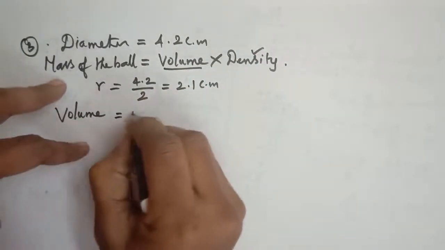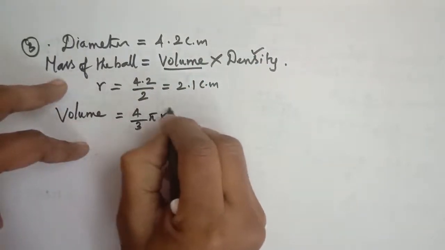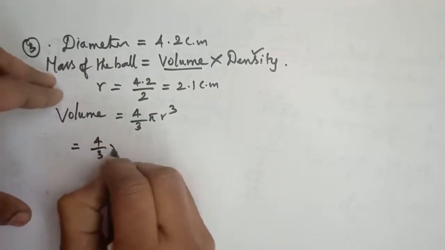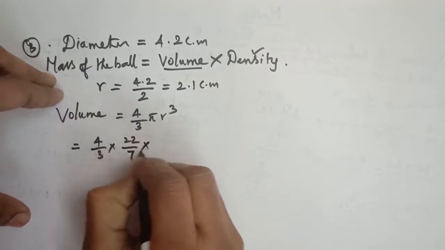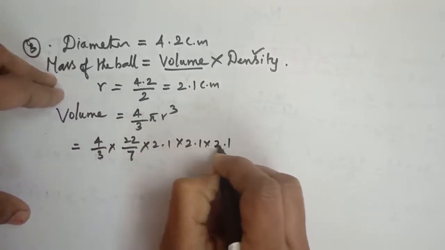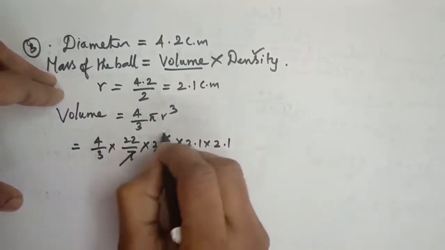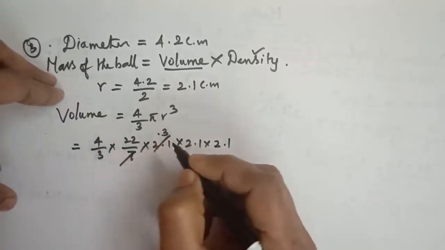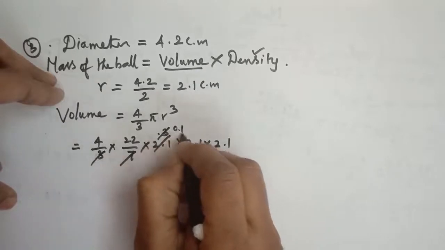So volume is equal to, what is the formula? 4 by 3 pi r cube. So that is equal to 4 by 3 into 22 by 7 into 2.1 into 2.1 into 2.1. Here 3 sevens are the 21. If you cancel it, this will be 0.1.